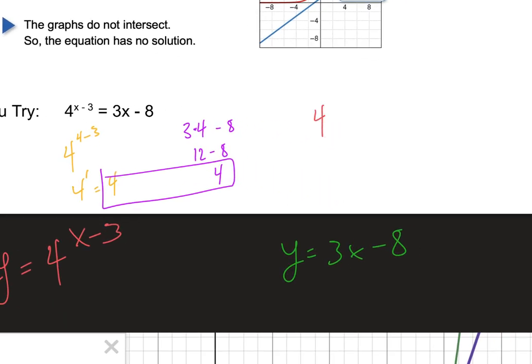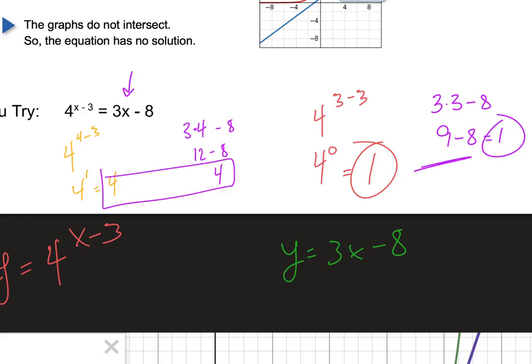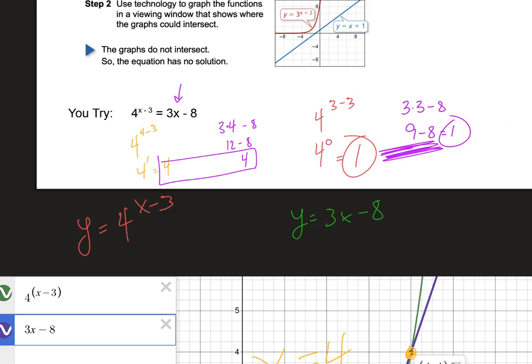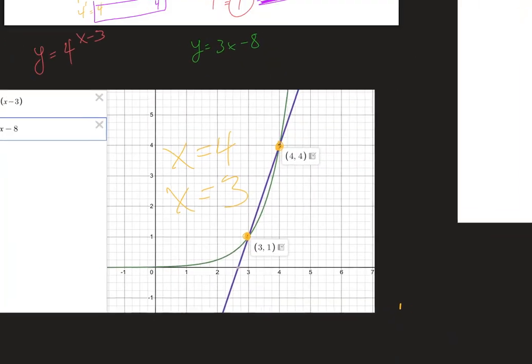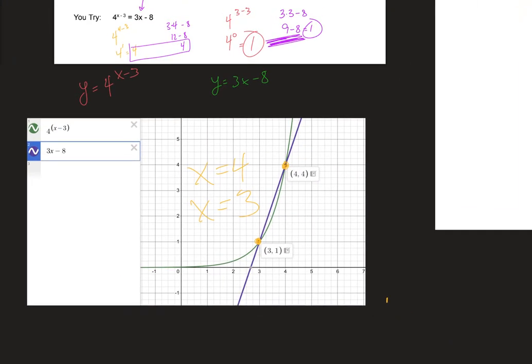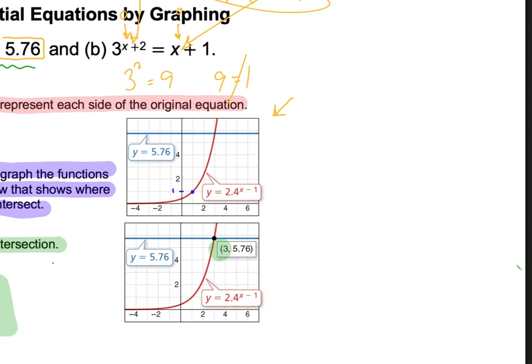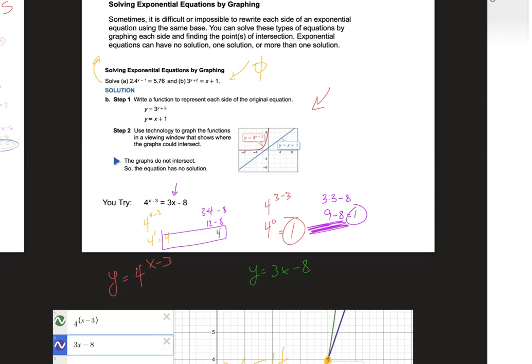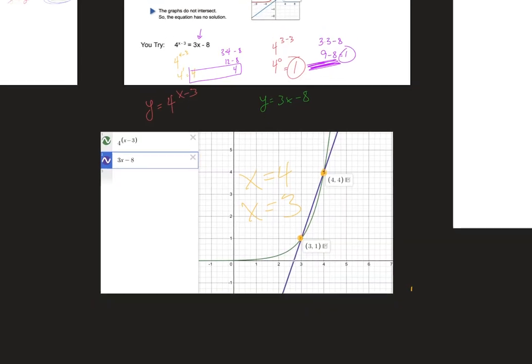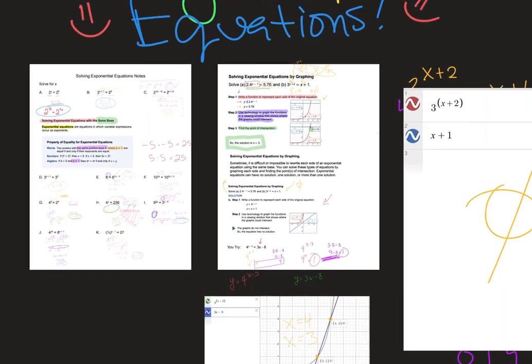So if we do 4 to the 3 minus 3 power, well, that's 4 to the 0, which is 1. And now if we plug in 3 here, we get 3 times 3 minus 8. Well, that's 9 minus 8. That's 1. Oh my gosh. They both are the same. So it's crazy. Yeah, there are 2 solutions. I shouldn't say crazy. I just like stuff like that. That we just had an example of 1 solution, no solutions, and then 2 solutions? That's crazy. So hopefully you stuck around and watched the video for that.